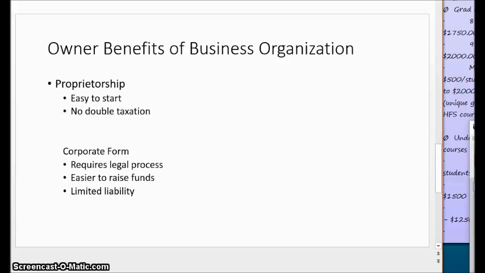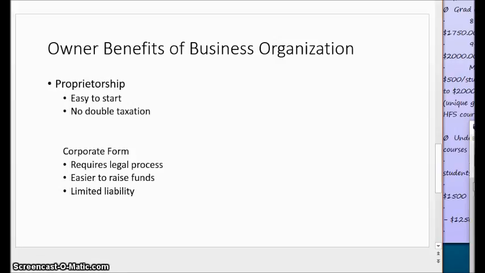So let's look at the ownership of a corporation. When we look at the types of ownership, you've got a proprietorship or the corporate form. In this class, we're going to focus on the corporate form. In a proprietorship, you might have a single proprietorship or you might have a partnership. This type of business is easy to start. There's no double taxation. Those are the main benefits of it. In the corporate form, it does require a legal process to start it, but it's easier to raise funds and there's limited liability to the owners.